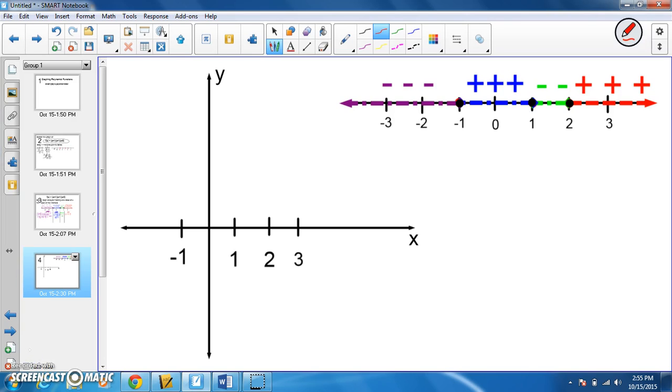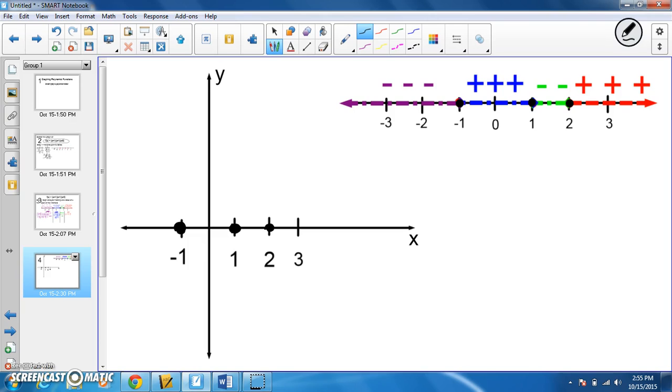Okay, now we're going to graph our polynomial. So we have what we just made on our number line. Our purple interval was negative, our blue interval was positive, green was negative, and red was positive. The zeros that we found in step 1 are going to be the zeros on our graph. So we are going to go to the x-axis and make points at each zero. So -1, 1, and 2.